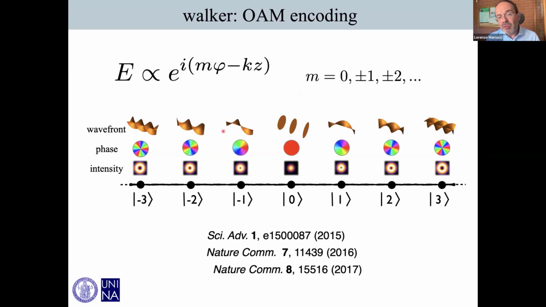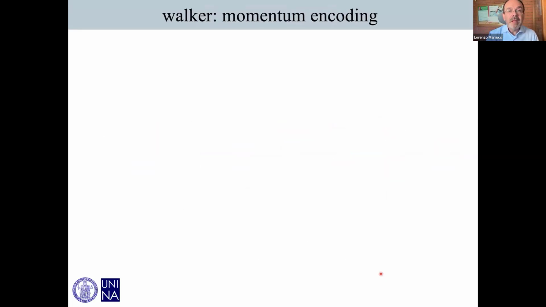But if m is non-zero, you have a helix. If m is equal to 1 or minus 1, it is a single helix with right-handed or left-handed handedness. If you have a higher m, you have a multiple helix with the same handedness, but with a number of helices that depends on the absolute value of m. And then you have these phase structures, intensity structures, and so on. This was our first approach. It was very natural because we were working on orbital angular momentum, and also because this is a natural choice for a one-dimensional discrete set of orthogonal modes.